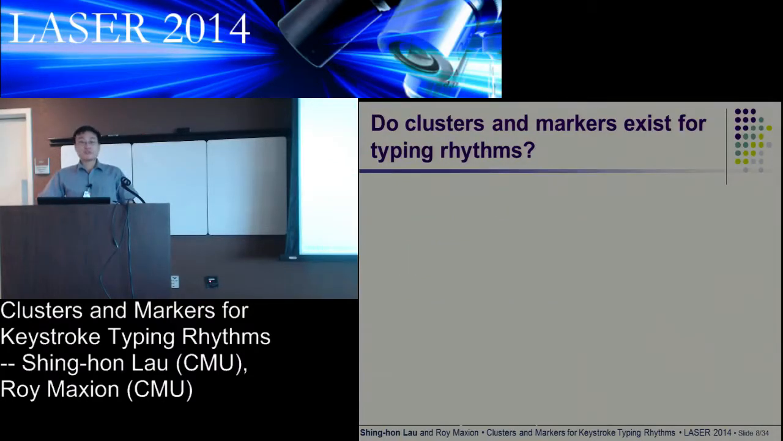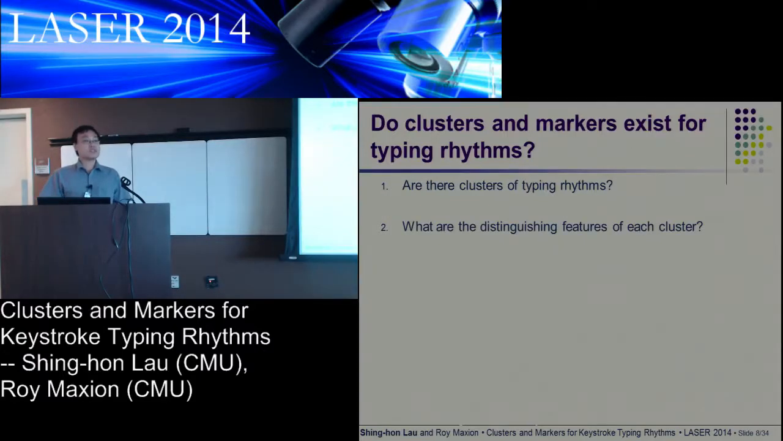So I've posed a question that is multi-part and a little vague, right? Do clusters of markers exist for typing rhythms? Now I'm going to try to break this down into 3 questions, and then there'll be a meta question at the end. The first question is whether or not there are clusters of typing rhythms. The second is, what are the distinguishing features for each cluster?